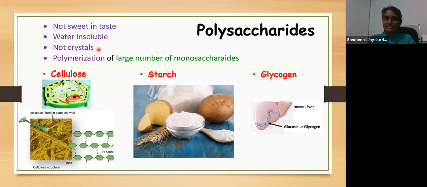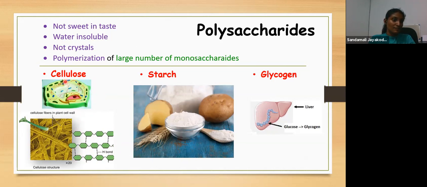And they are not crystals. It's a powder. And polymerization of a large number of monosaccharides makes these polysaccharides. Here you can see in this cell, under this cellulose example, a few polygonal shaped sugar molecules connecting together. A large number of them connect together to make cellulose. And then it is the structure. It makes the structure of the cell wall, the plant cell wall.